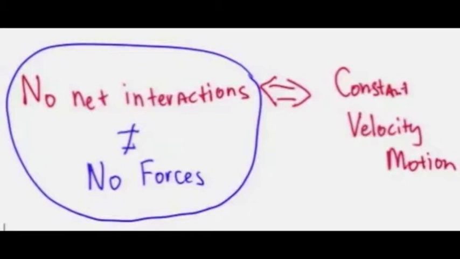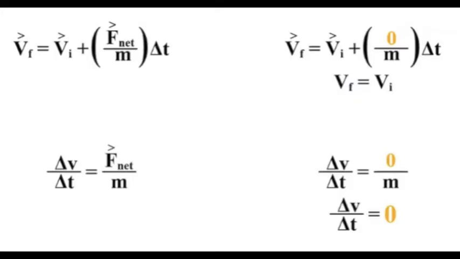Note that just because there are no net interactions, that doesn't mean that there are no interactions. If the object maintains a constant velocity, then the net interactions are zero. Now, in my system, the forces of gravity and friction are at play, but they are so small over the distance of 35 centimeters that they are essentially negligible.